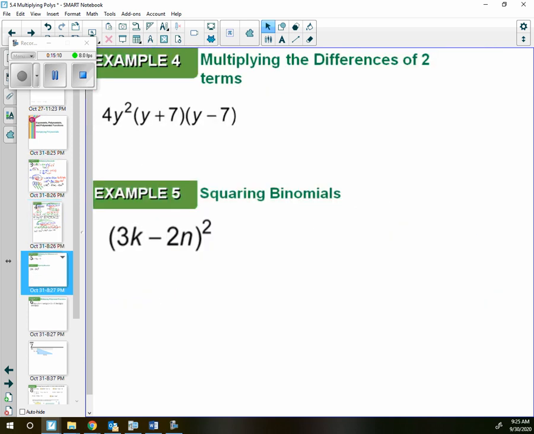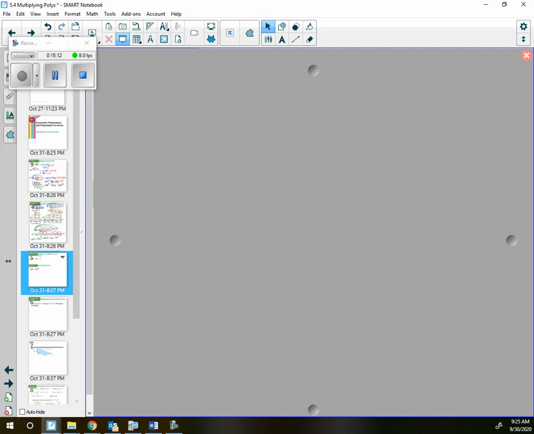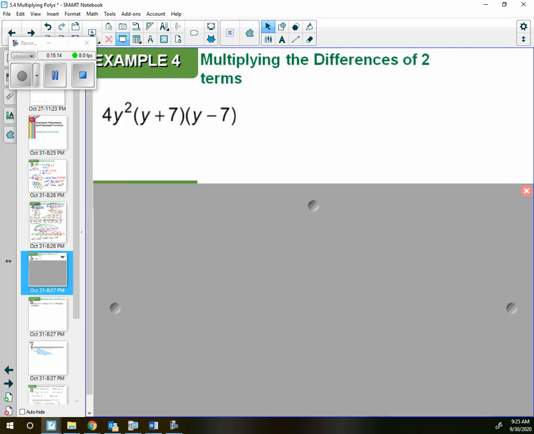All right, we're going to talk about some more special cases, multiplying differences of two terms or like squaring a binomial. What does that look like? So let's talk about what's going on with this one. How many things are you multiplying together in example 4? How many things do you have? Well, you have a monomial, and then you have a binomial, and you have another binomial. So we have 3 things to multiply together.